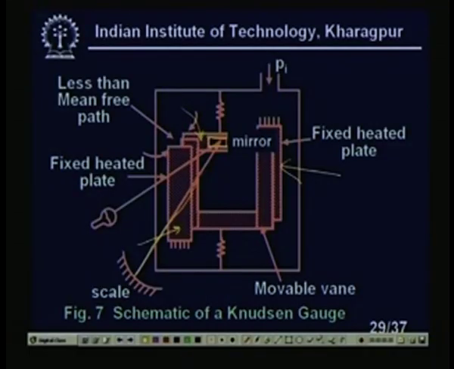Now, see what will happen. The distance between the heated plate and this plate should be less than the mean free path of the gas molecule. This is the one condition we have in the case of the Knudsen gauge, right.